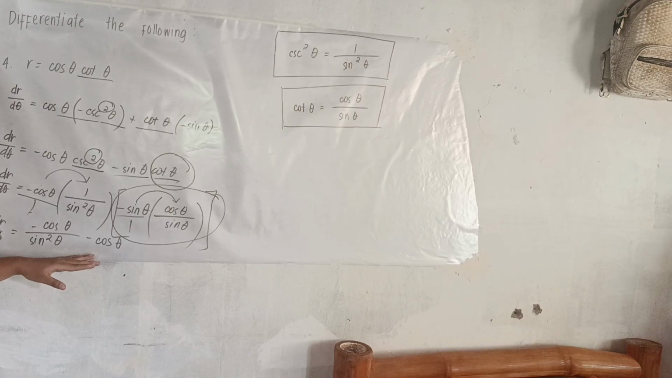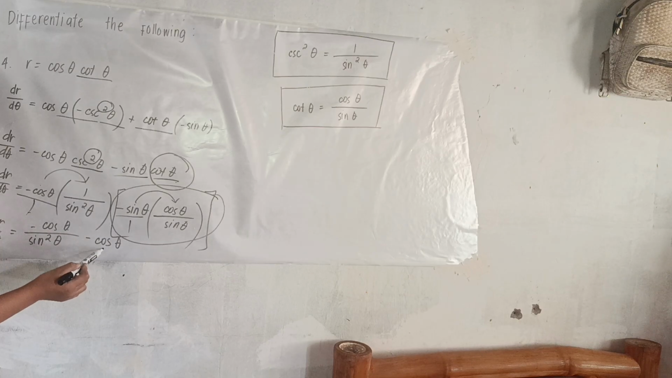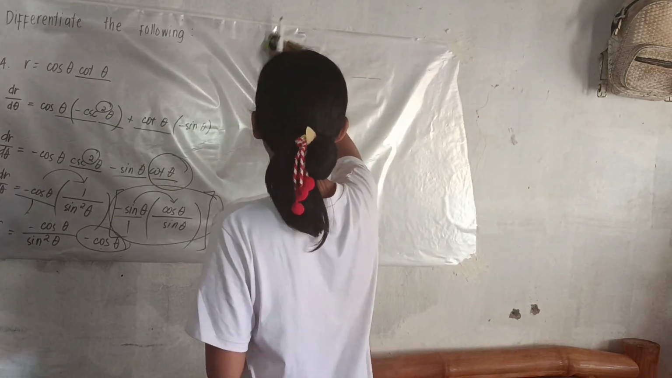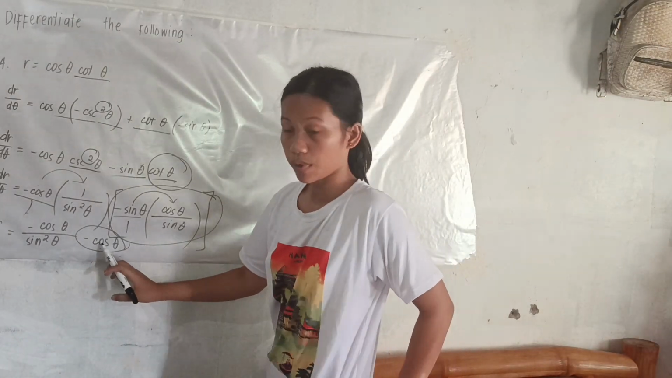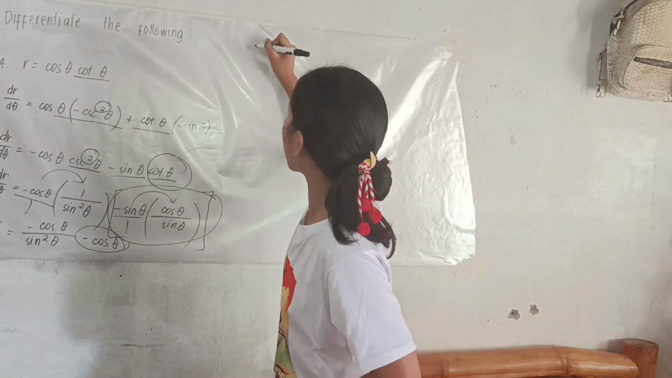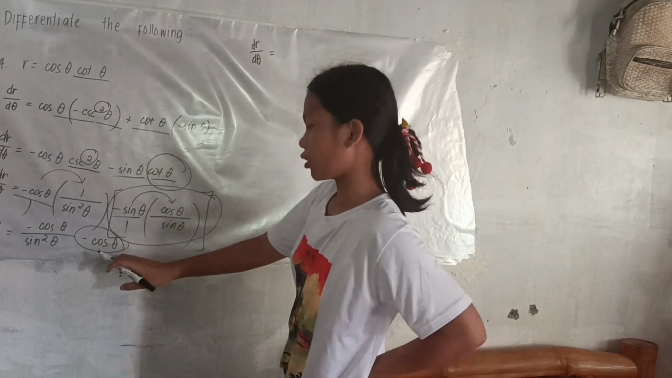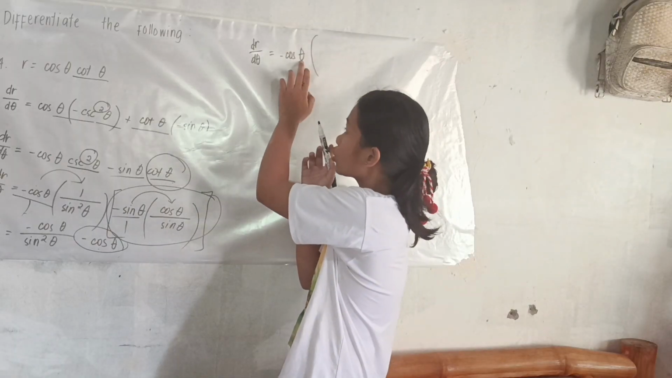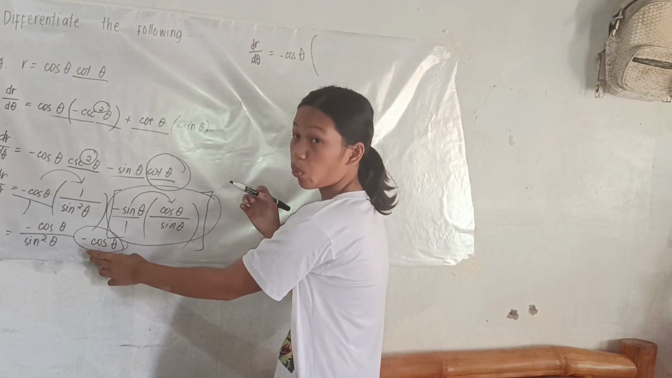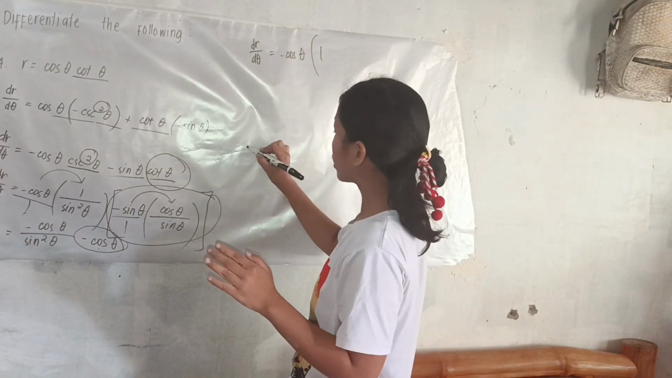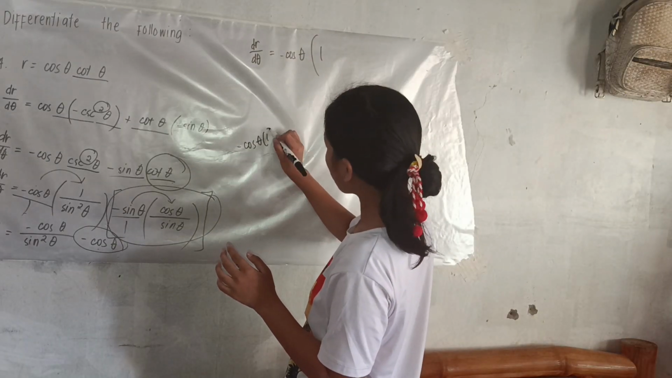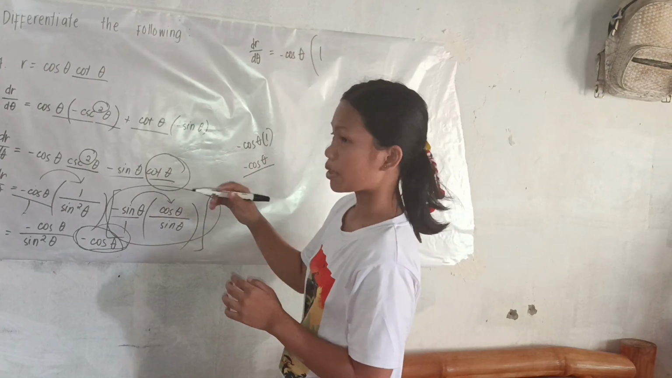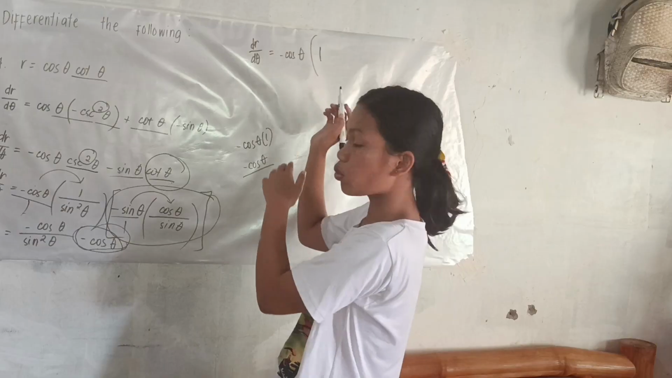Now, to simplify further, since they have a common term, cosine theta, we can factor out negative cos theta. So dr over d theta is equal to negative cos theta times, when we factor it out of the first term, just 1. Why 1? Because negative cos theta times 1 is equivalent to negative cos theta, the same term exactly.